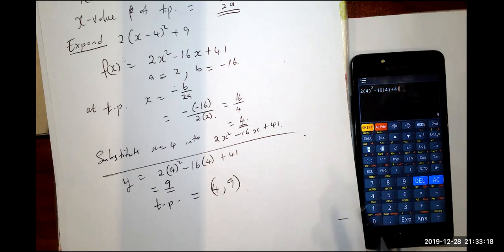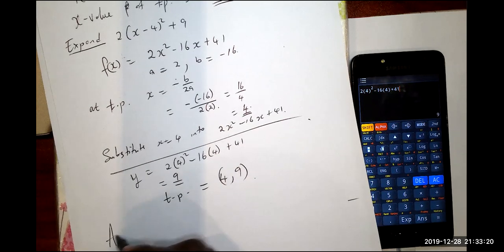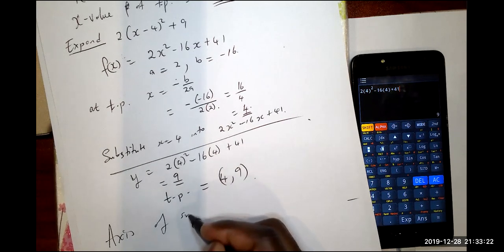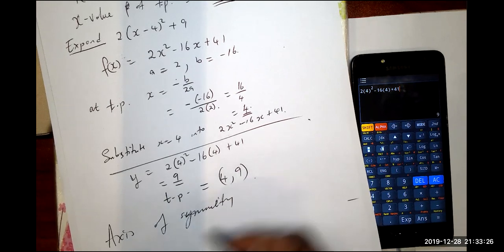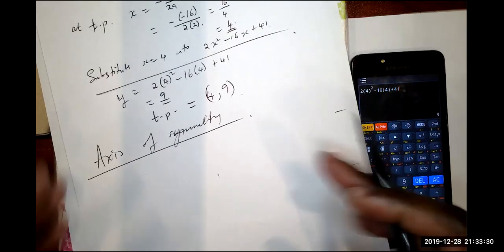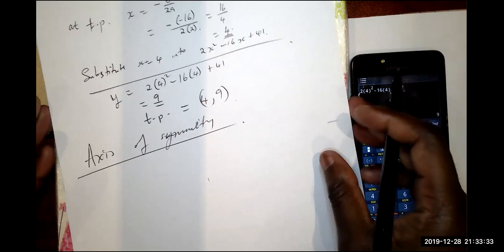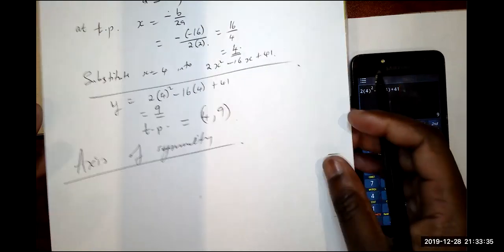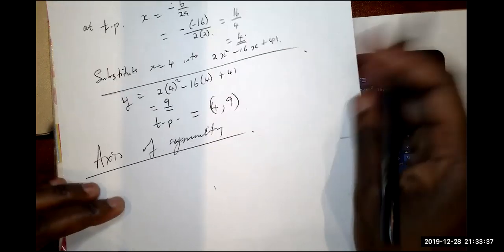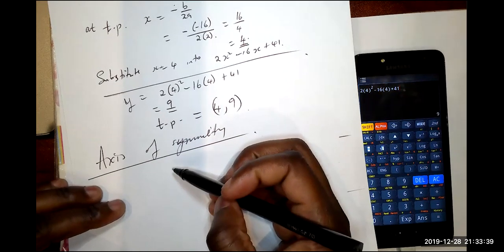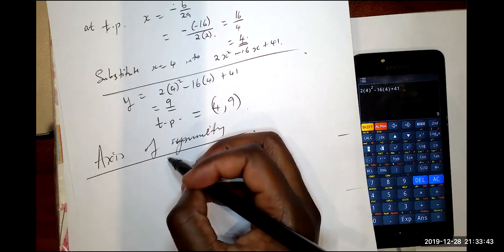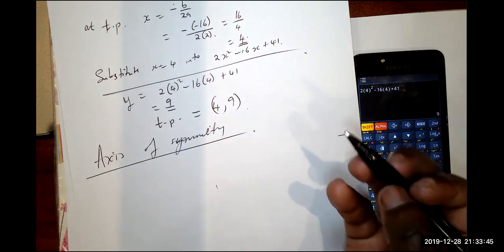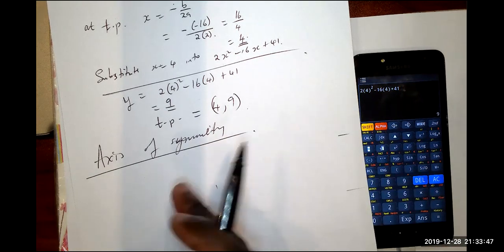The next one, we're going to look at the axis of symmetry. Okay, my handwriting is not that good. Now, the axis of symmetry actually passes through the turning point. Like in this case here, let's have the equation of the axis of symmetry. That's what normally comes. Okay, let me just show you here.